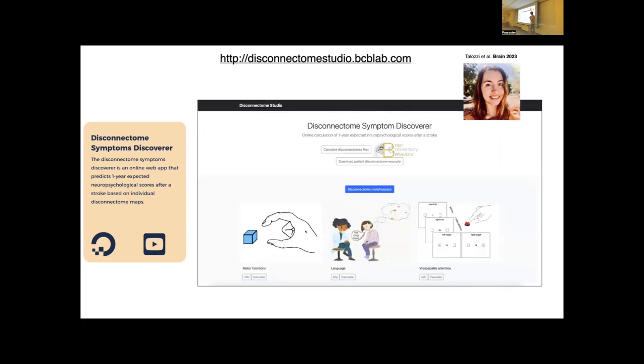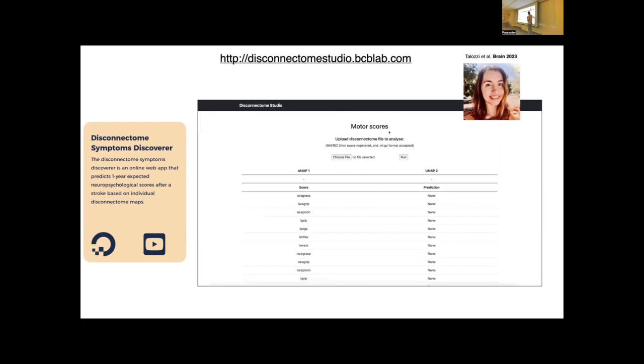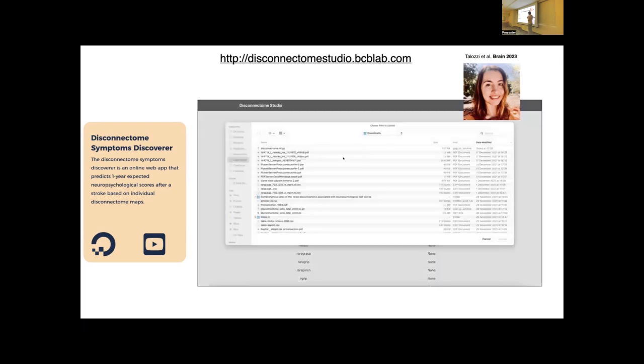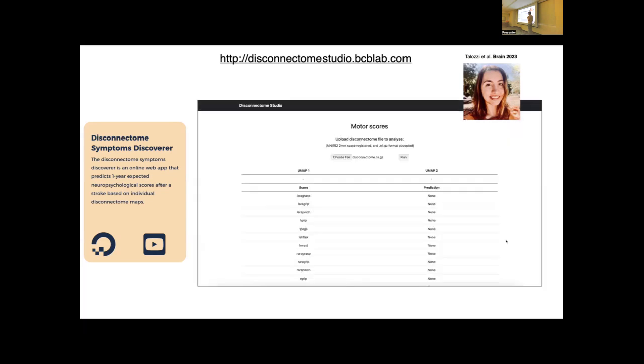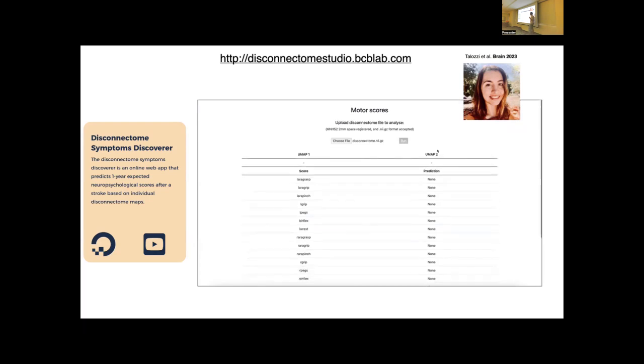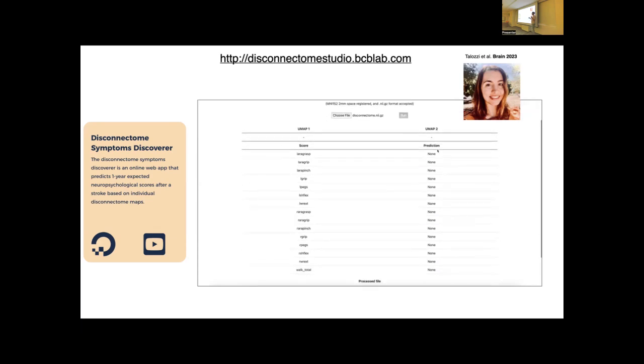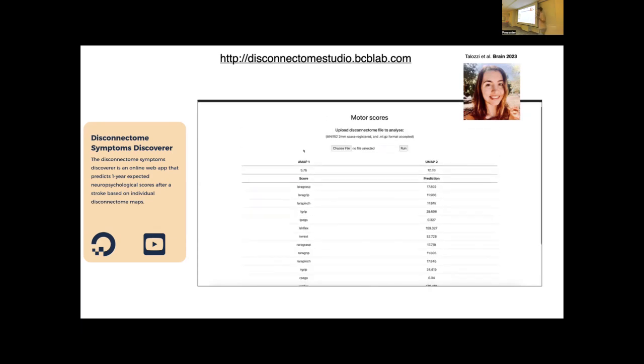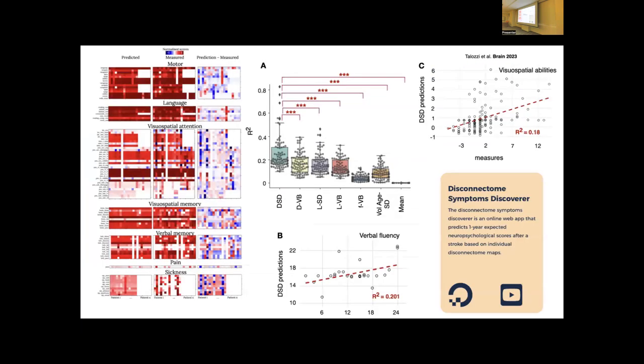We have here the example for motor function. And you see Leah uploading a disconnectome map, which is this profile of disconnection in the patient. Press run and it will give you the coordinates in space, as well as a predicted score for all the motor functions 1 year after the lesion. This predicted score is not perfect, but rather good. You can see here that the predicted value can match the measured value, and if you do the difference between the two, you mostly have blue, which is a tiny difference.